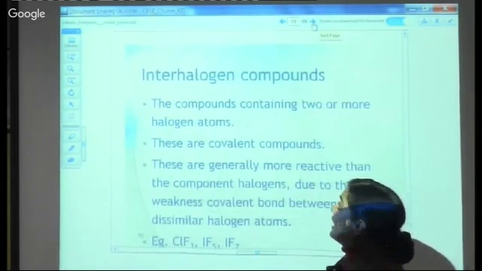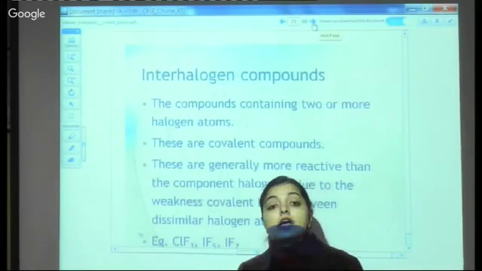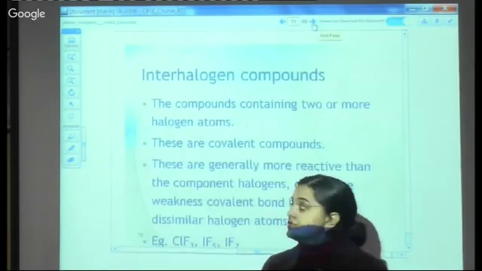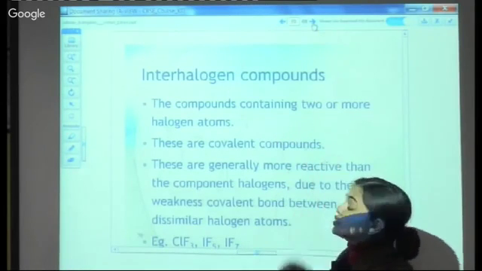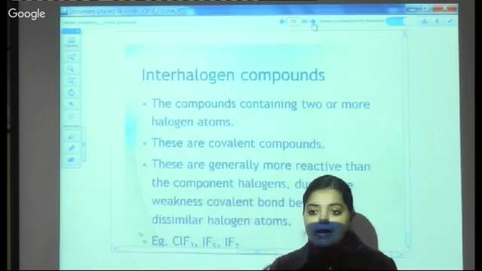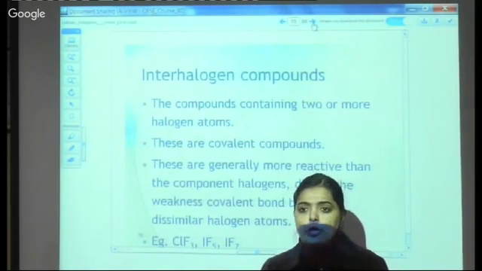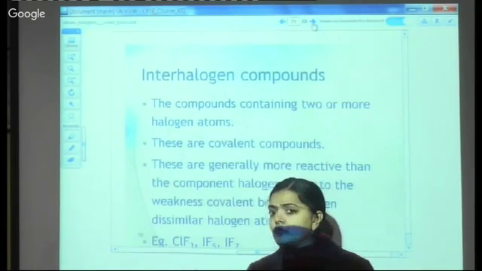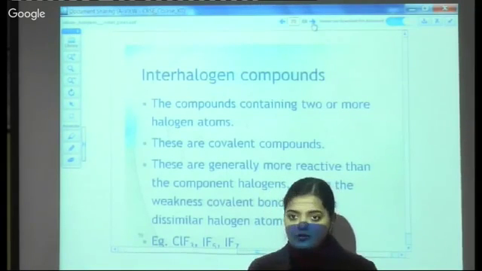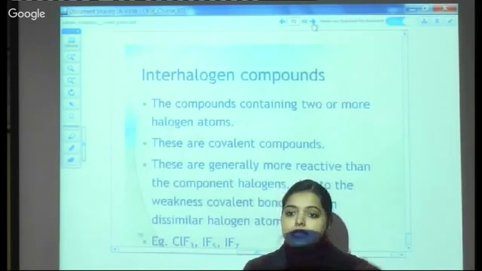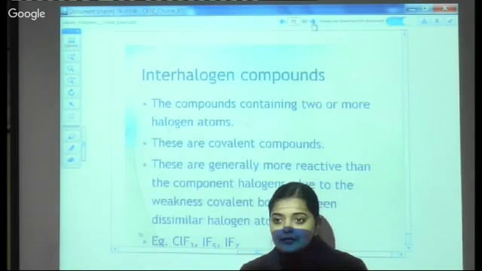Now, interhalogen compounds. Interhalogen compounds are the compounds formed with different halogens. These are compounds containing two or more halogens. Different halogens combine covalently, because you know halogens have 7 electrons in their outermost shell, so they cannot form an ionic bond with another halogen. For ionic bond formation, they need a metal, that means alkali metals, alkaline earth metals, or anything, fine.